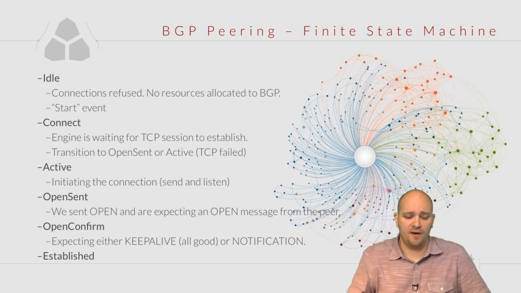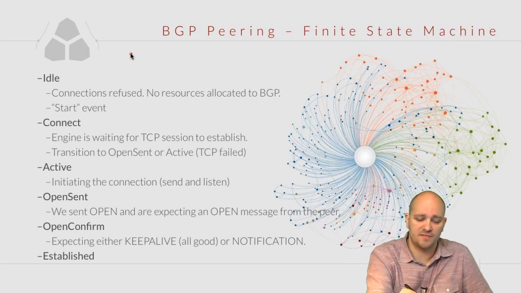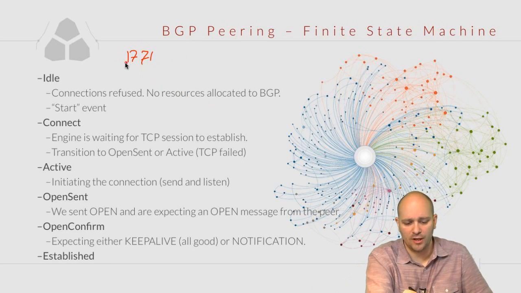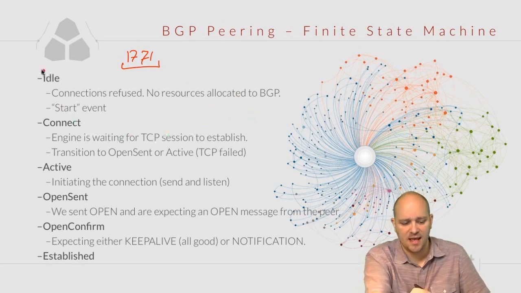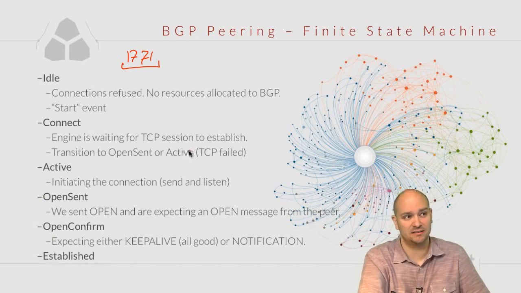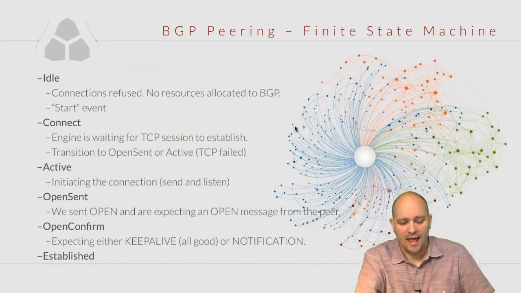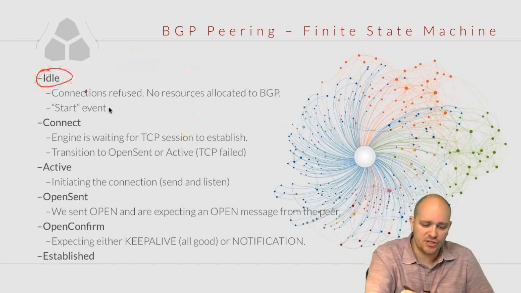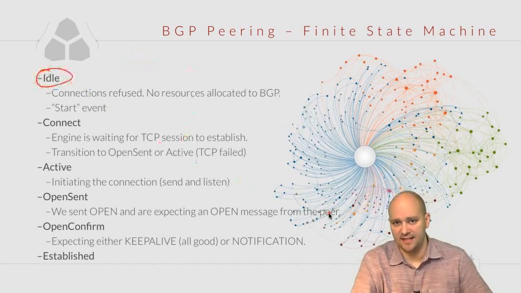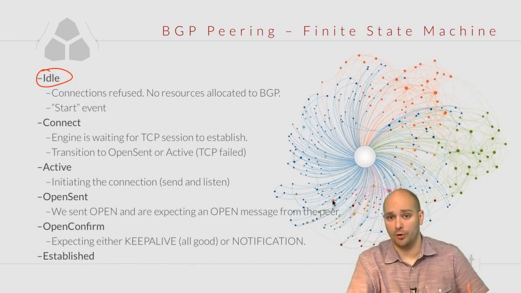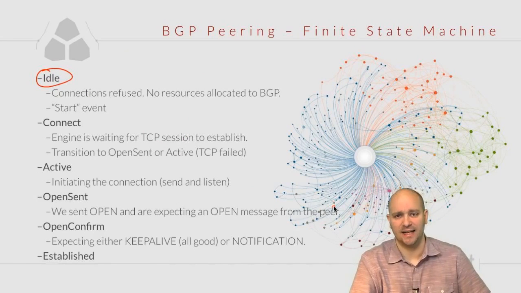These steps are defined in the original BGP RFC, which is 1771. So in RFC 1771, you can see all these steps. I believe it's in section 8 of that RFC, but don't hold my word for it. The first stage of this finite state machine, where the whole process begins, is the idle state.